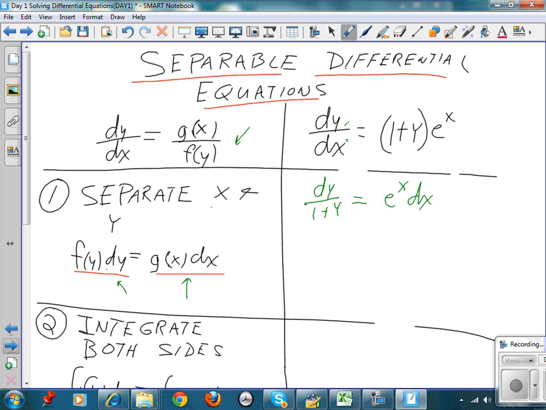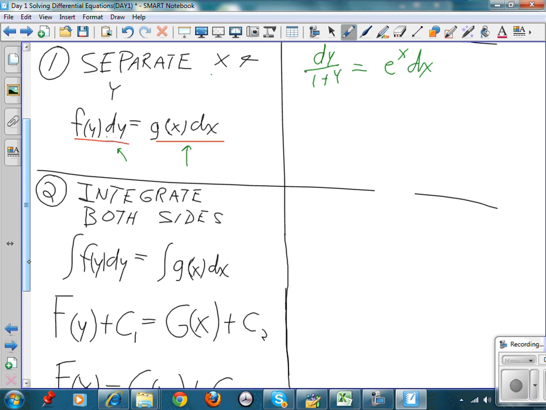Next step is I'm going to integrate both sides. Okay, so when I integrate this, let's just write this down: dy over 1 plus y is equal to e to the x dx. Integrate both sides. The left-hand side, well, this is just the natural log of 1 plus y. I'm going to assume y is positive in this case, so I won't even put the absolute value around it. It's the natural log of 1 plus y is equal to e to the x plus c.